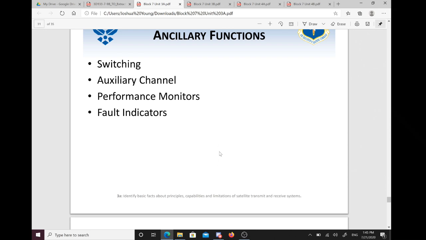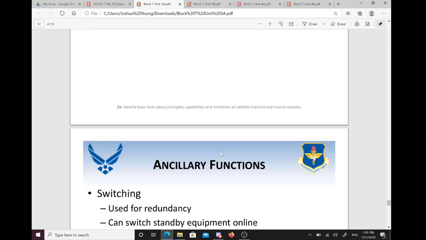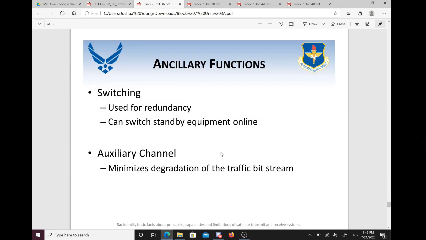So in your ancillary functions, we'll cover switching and auxiliary channel, performance monitors, and then fault indicators. Switching, we'll talk a little bit more about this as we move on into the TISR portion of this block, but switching is used for redundancy, and it can switch standby equipment online.